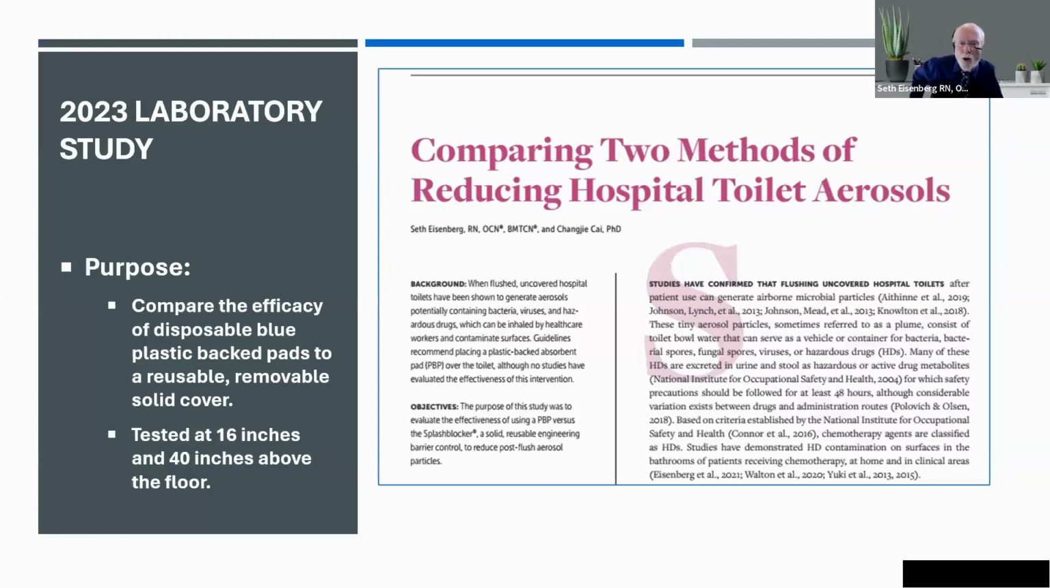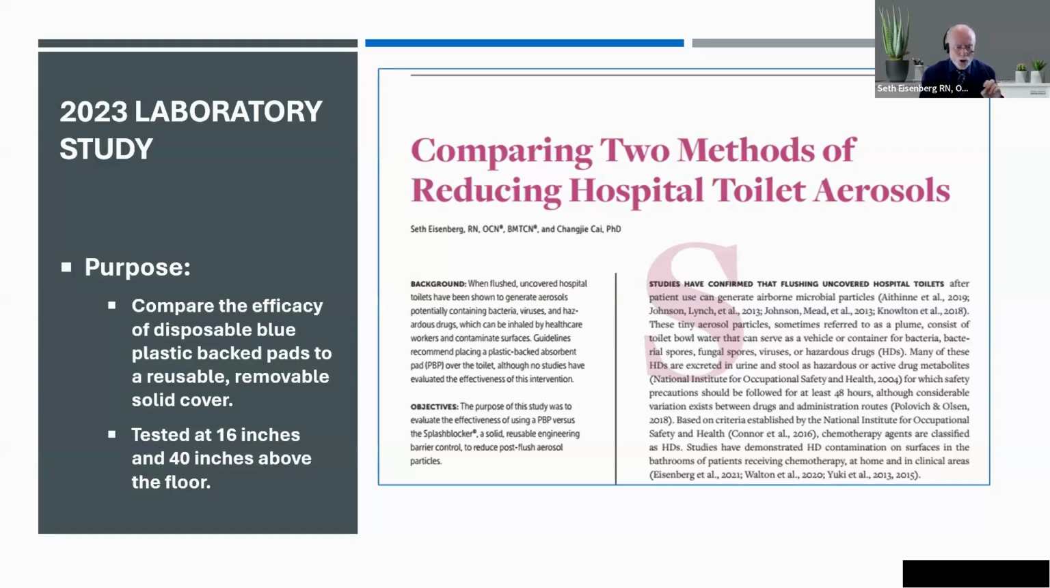Okay, after that study, I went back to Chanji. I said, you know, Chanji, there's another study I want to do. I want to compare that solid reusable barrier, because it was pretty effective, to what ONS had been recommending, which is those blue pads, the disposable pads, to see what the difference, if any, was between the two of them. So we wanted to compare the efficacy of those two interventions. Again, we want to find out what we can do to reduce this problem and stop it at the source.